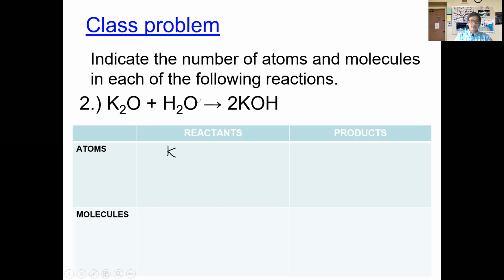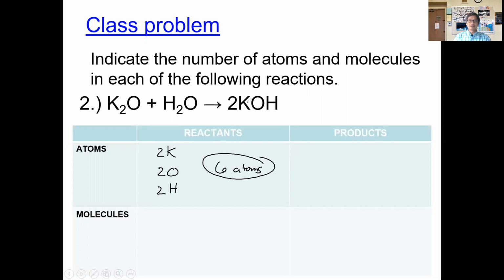We have potassium, and on the reactant side, on the left side, we have 2 potassium atoms. We have oxygen next, and how many oxygen on the left here? We have 1, and then we have 2. We have 2 oxygens as well. And then finally, hydrogen's the only other atom found on the left-hand side of the arrow, and we have 2 of those. So a total of 6 atoms total to start out with.